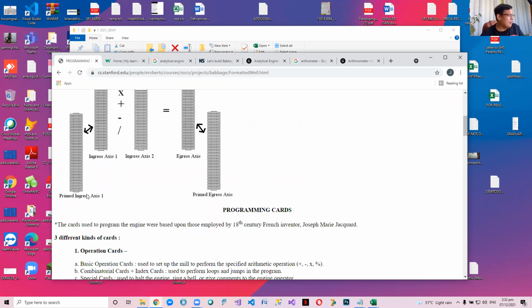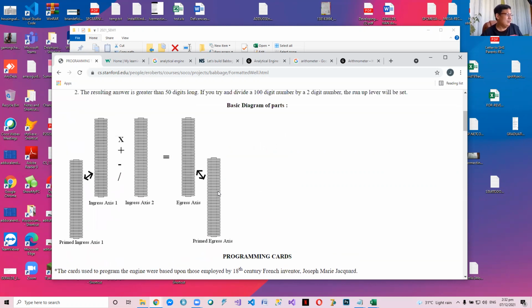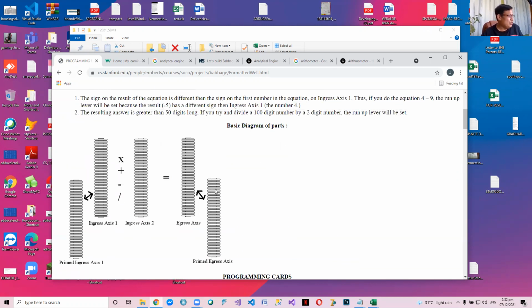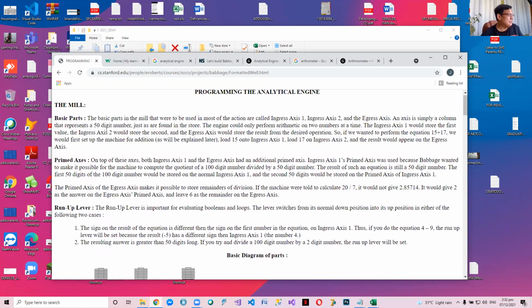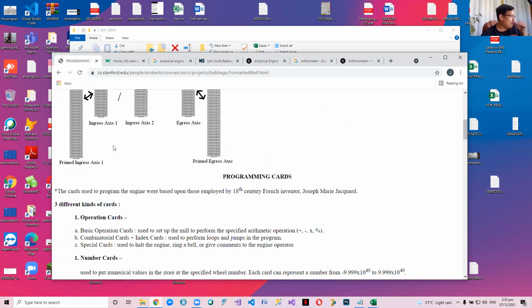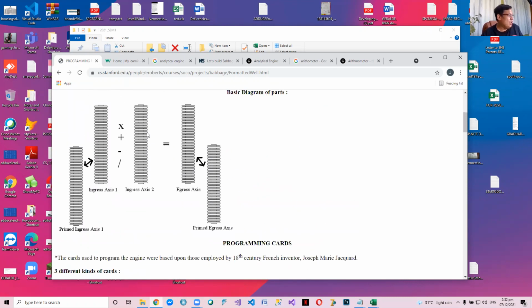The first variable is called ingress. The second variable is called egress. What's the distinction? Ingress is used for input. Egress is used for output. Do you follow? So you have two ingress columns. So for example, you have ingress 1 and ingress 2. If you have a command to add two numbers, you place the first number on ingress 1 and the second number on ingress 2. And you place a command on the mill.